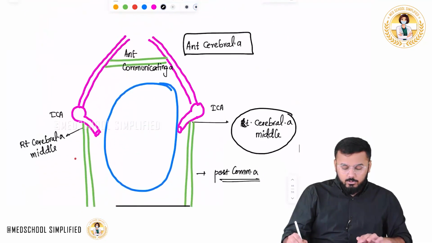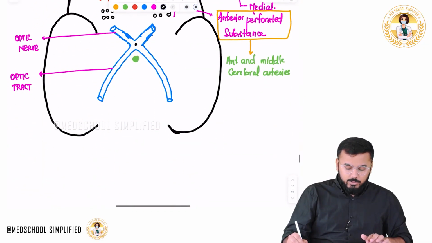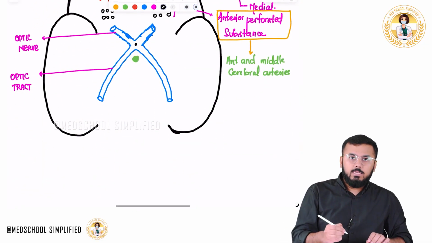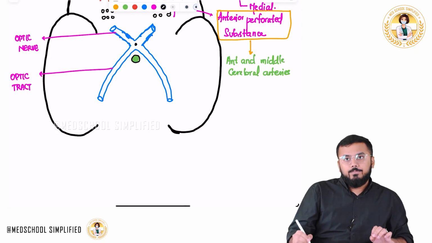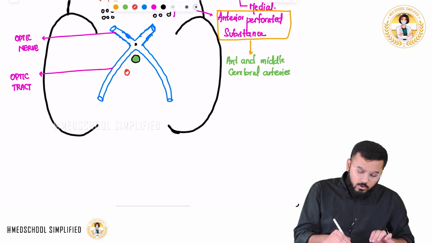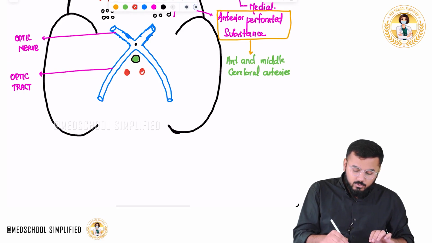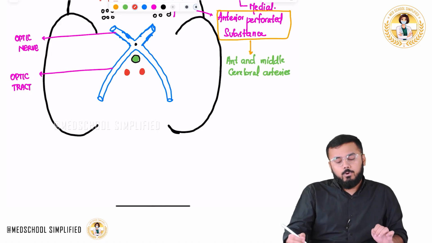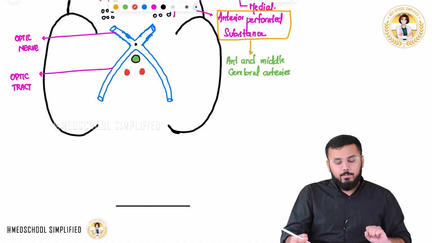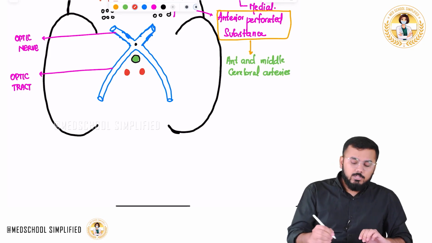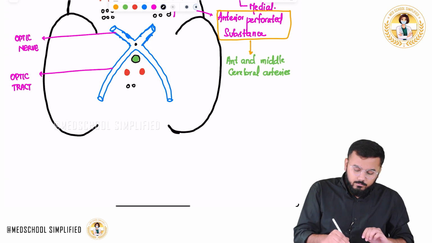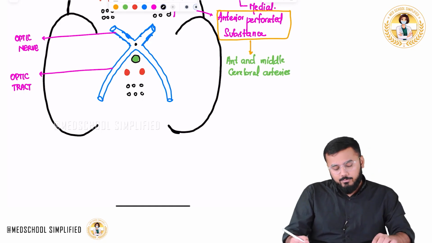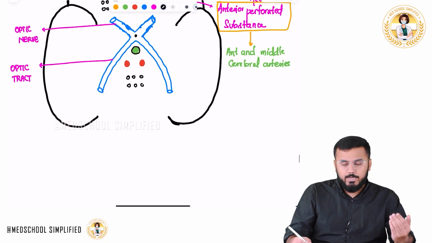Okay, so let us go back to the picture over here. Here I was telling you, behind this green color thing is your tuber cinereum. Behind this tuber cinereum, you have two important structures like this. These two important structures are called your mammillary bodies. Now behind these mammillary bodies, you have perforations like this. These perforations are called the posterior perforated substance.